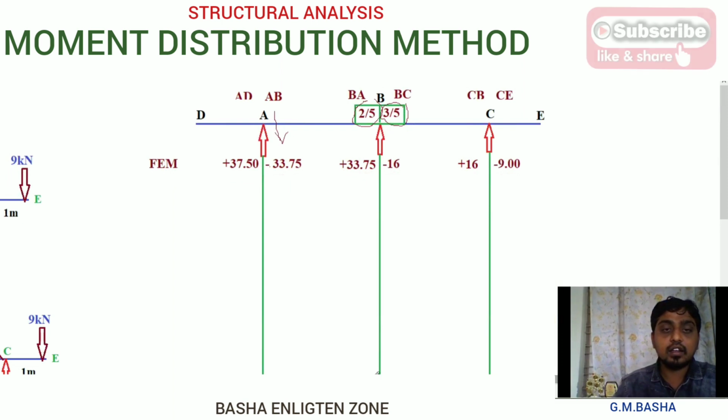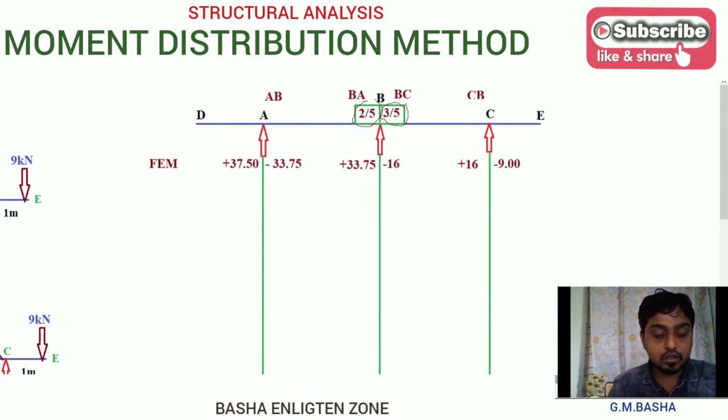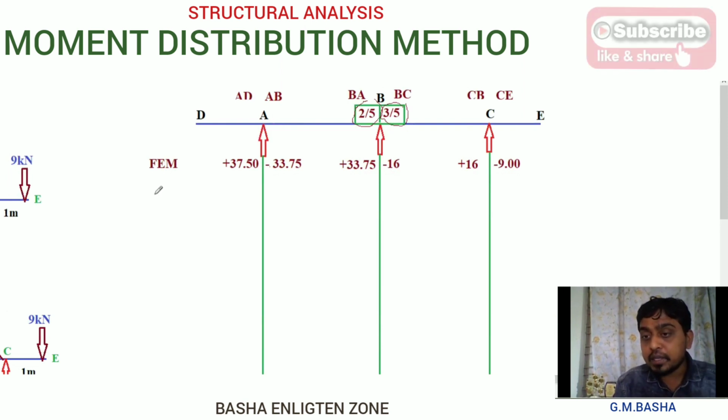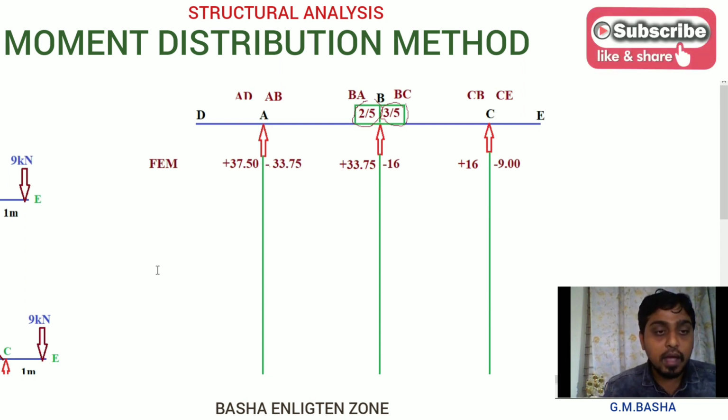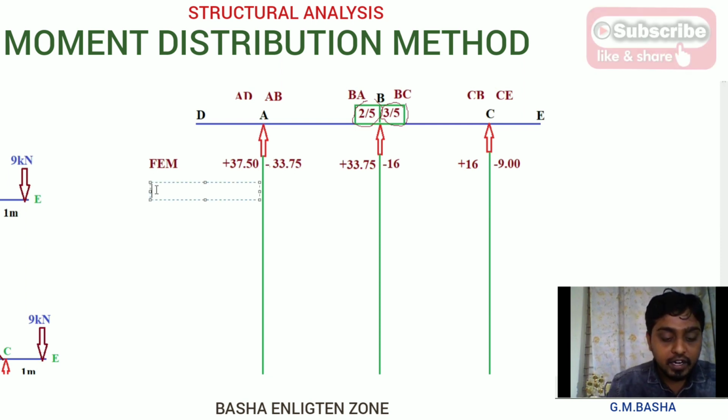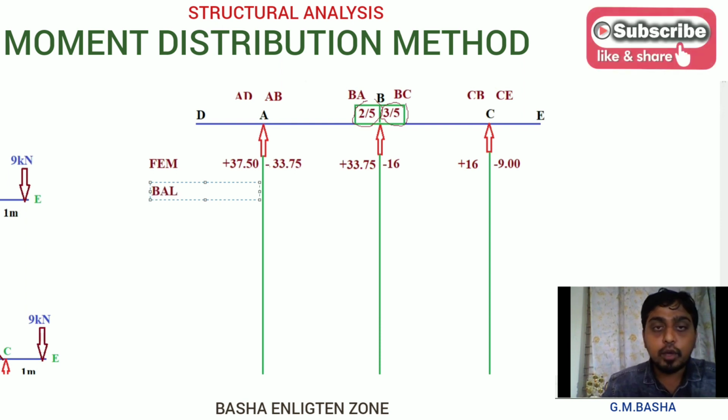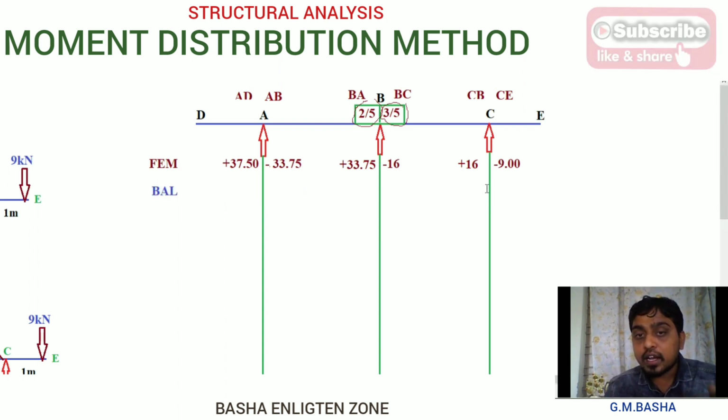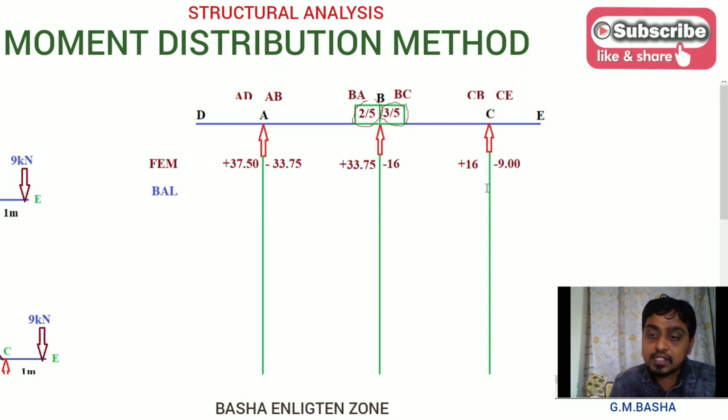Okay, then our next step is the balancing position. Please remember it is a very important step. Why? If it is a simply supported end, we consider the moment at that end to be 0. For making the simply supported end 0, what are we doing? We take the same moment with the opposite sign and make that end 0.